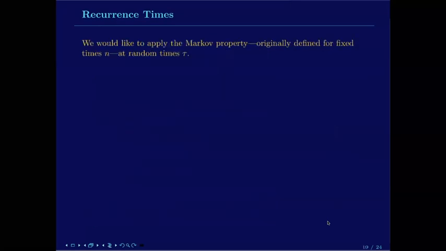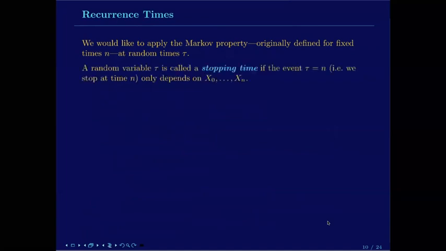Now, the slight problem is that originally the Markov property has been defined for fixed times, but here we are looking at random times. And one can easily think of examples where actually the Markov property does not hold if we apply it to arbitrary random times. However, one can show that it holds for so-called stopping times, where a stopping time is a random variable tau. So we are looking at random times, and by that, these random times are themselves random variables.